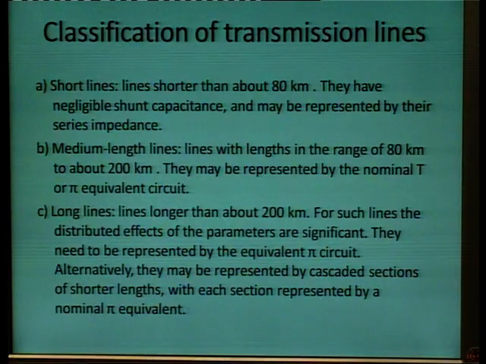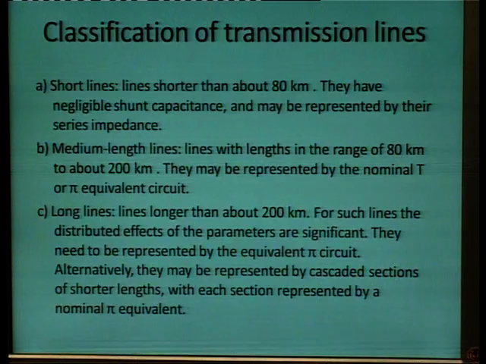Now, depending upon the length of the line, transmission lines can be classified into three categories. The first category is the short line, the second is the medium length line, and the third is the long line. Under short line, the length of the line is shorter than 80 kilometers. They have negligible shunt capacitance, that is, we can neglect the shunt capacitance in the case of short lines, and they may be represented by their series impedance only. So, while making the calculations for short lines, we will consider only the series impedance in the circuit, and we will neglect the shunt capacitance or shunt admittance part in the case of short lines.